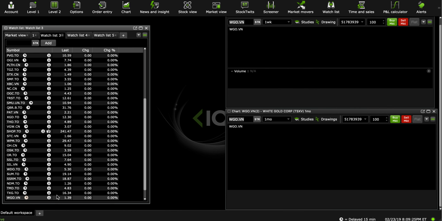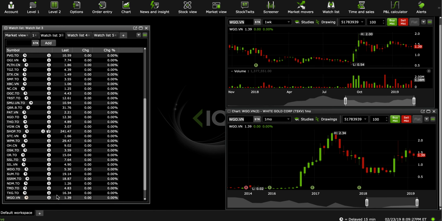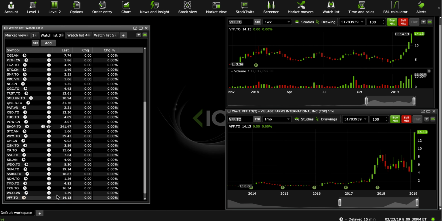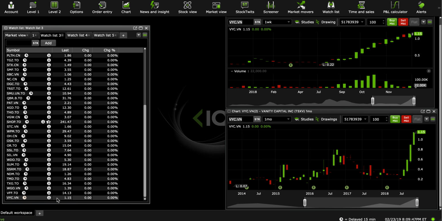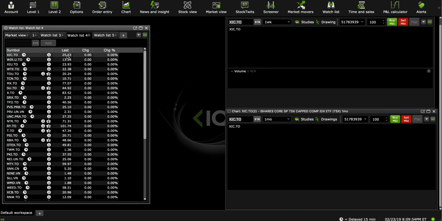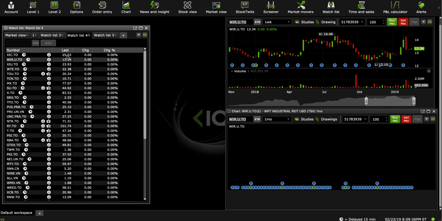TXG. This VFF was a really good one as well, right? It broke through this $8 level, went up to $14 last week. I'm not sure what the story is on this Village Farms International, but it looks really nice. Same thing with this VYC, right? So nothing much in the first one. Let's see if we find something else in the second one.